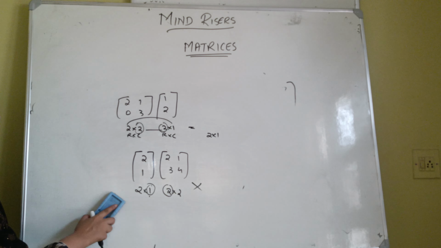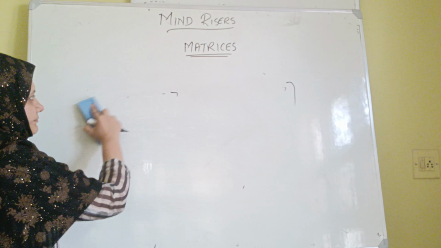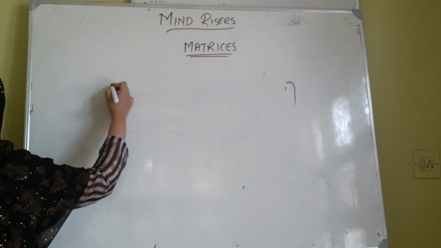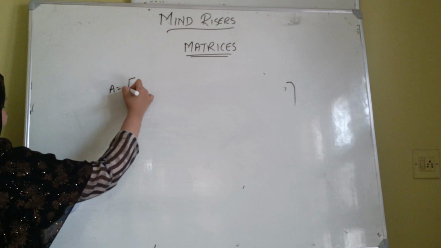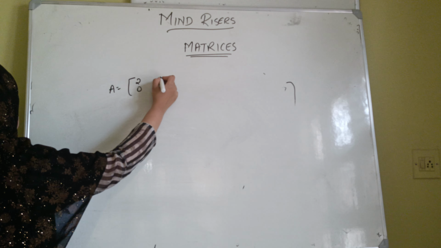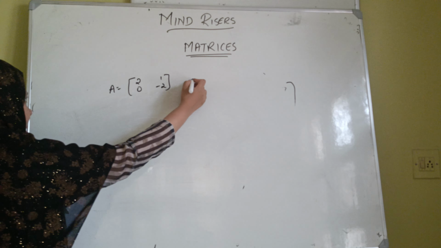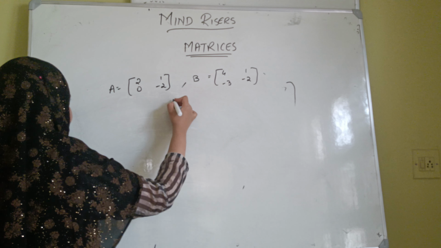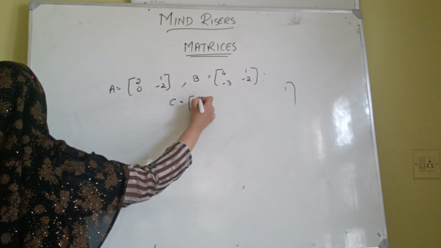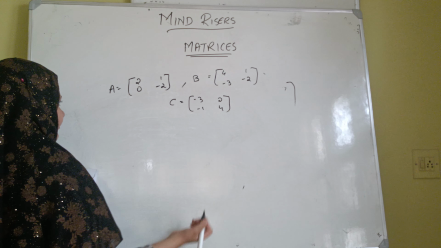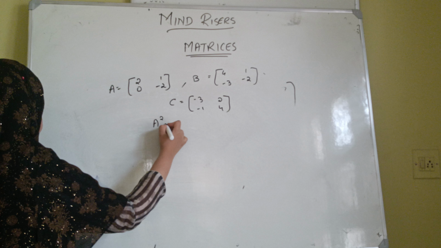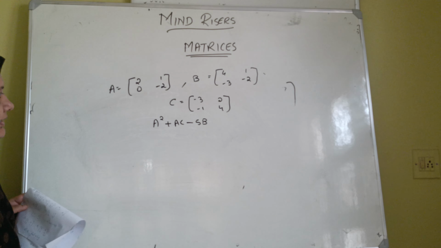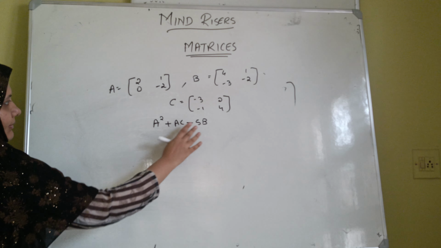Alright. Now let us learn how to multiply. So you've got to be a little careful. So this question is given that matrix A is equal to 2, 0, 1 and minus 2. B is given as 4, minus 3, 1 and minus 2. And matrix C is given as minus 3, minus 1, 2 and 4. We need to find the value of A square plus AC minus 5B. Alright, now to solve this, let us do part by part.